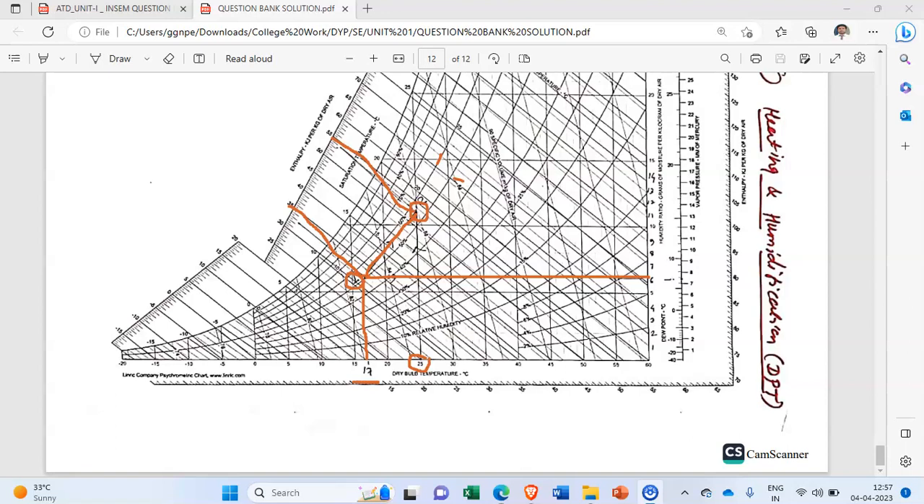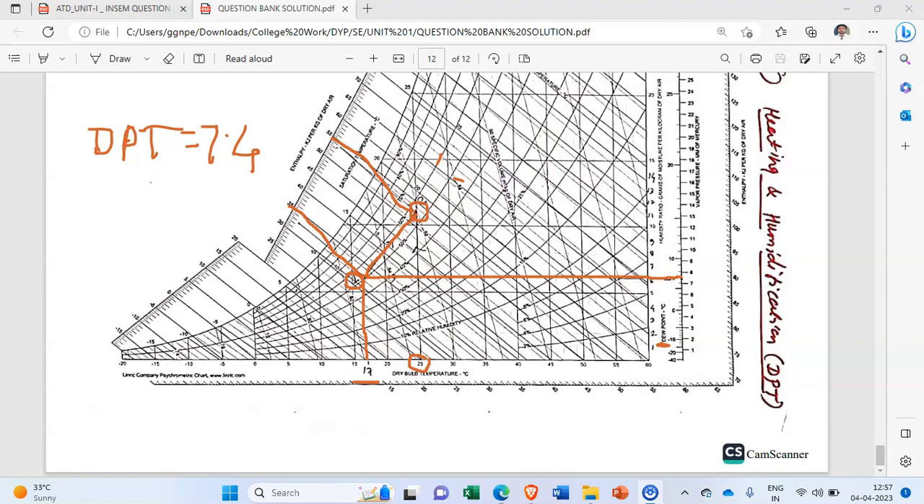And how to calculate the dew point? From this point, if you see here, this is the dew point. Just extend this line here, and at this particular point you will get the value of dew point temperature, that is DPT, and that comes around 7.4 degrees Celsius in this case. So this is the dew point temperature. I hope you got how to calculate it, but for that you need a new chart that I will share in the WhatsApp group.